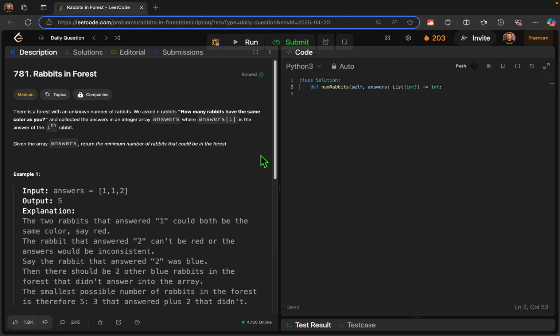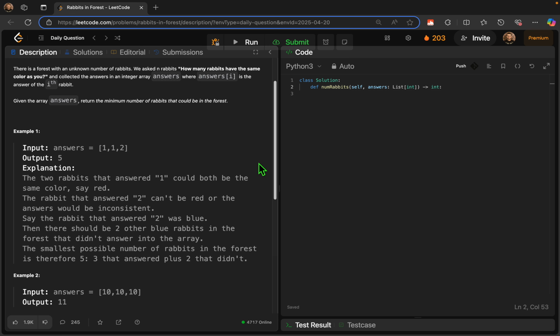Hello everyone, today we're going to solve the LeetCode problem number 781, Rabbits in Forest. It's a medium problem in which we are given a number of rabbits, n.